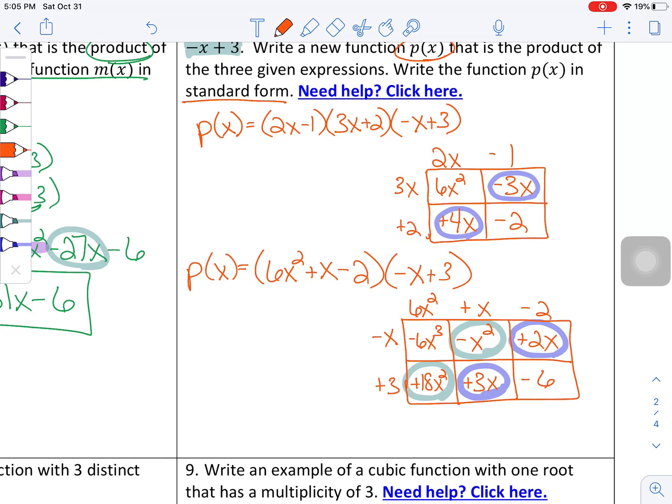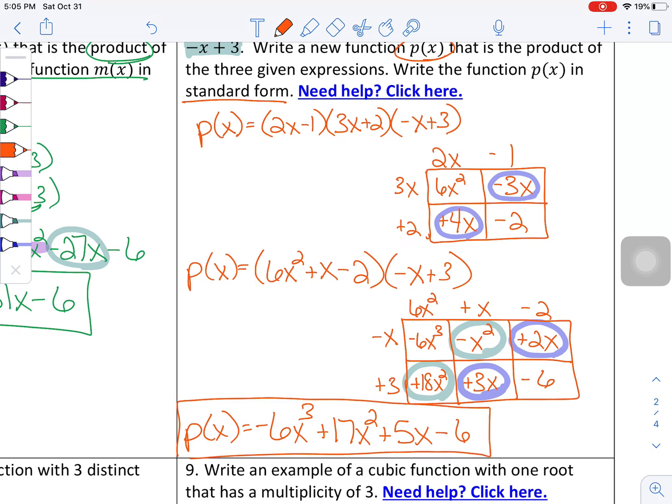So if I put this all together, our p of x function is equal to negative 6x cubed plus 17x squared plus 5x minus 6. I'm going to box that up because we have completed our multiplication and it's in standard form. So if we look again, x cubed, x squared, x, and then there's the no x or your constant term.